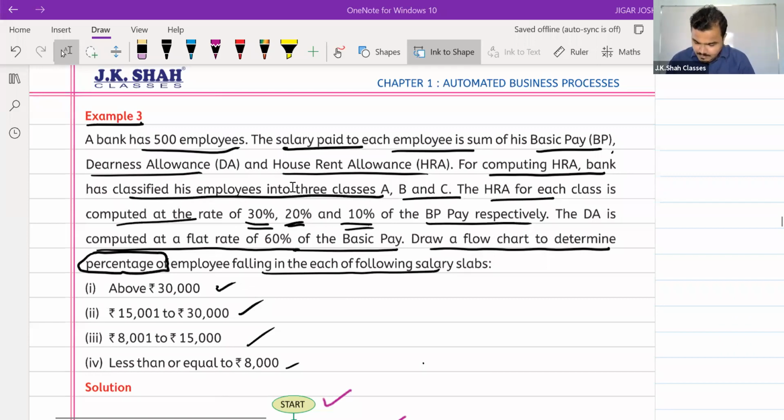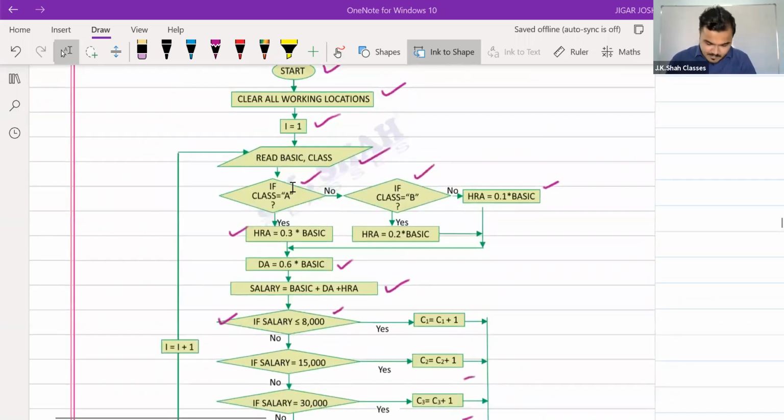Match with the solution very fast, people. Whether it is matching with the solution or not, just check it out very quick, please. Basic and class. HRA properly calculated? Yes, sir. DA properly calculated? Yes, sir.